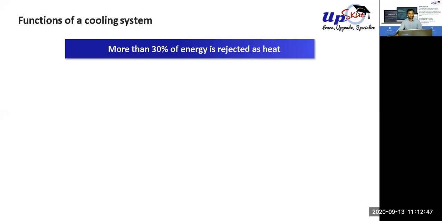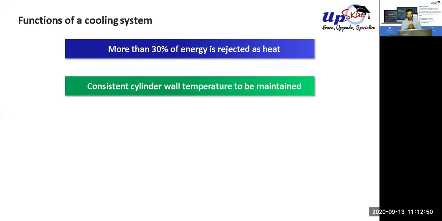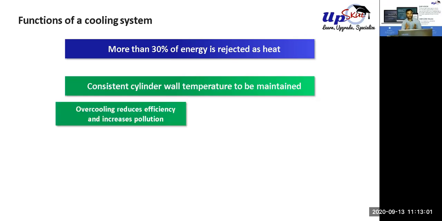For example, we need to keep the cylinder wall temperature within a consistent limit. If the temperature is too high or too low, it becomes difficult. Overcooling reduces the cylinder wall temperature and reduces the engine efficiency because more heat is being rejected. Another thing is that with a low temperature cylinder, it sometimes results in difficulty in burning the fuel adjacent to the cylinder wall. So this results in half burned or unburned fuel, which is an environmental hazard.